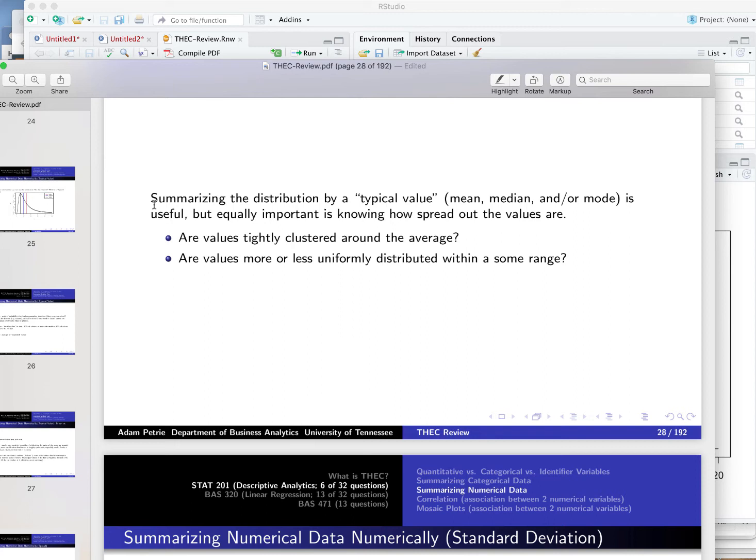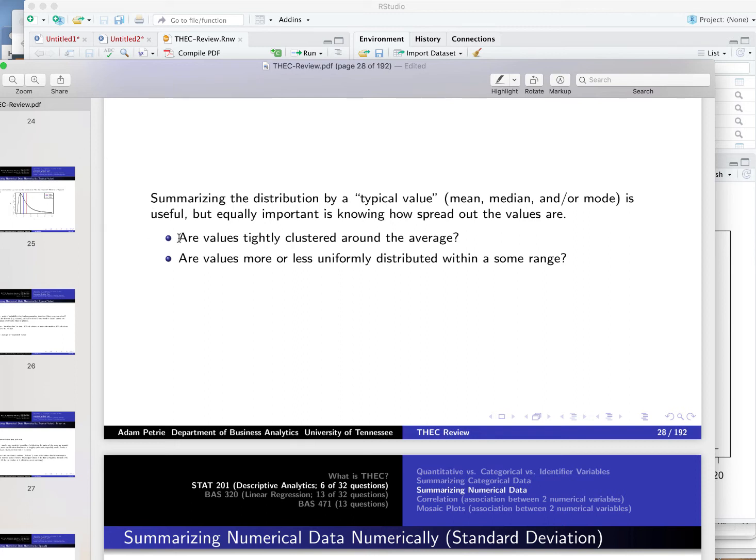All right, so moving on. A typical value is nice, but we want to push that discussion a little bit further by knowing how clustered the values are around that typical value. If I say the typical amount of money someone spends at a store is $50, that's nice, but I want to know: is it $50 give or take 5? Do most people spend almost exactly $50? Or is it $50 give or take 30? There's a fairly wide range of values that people might spend.